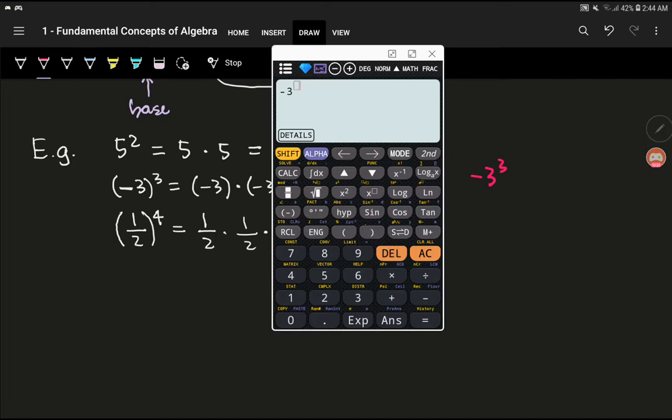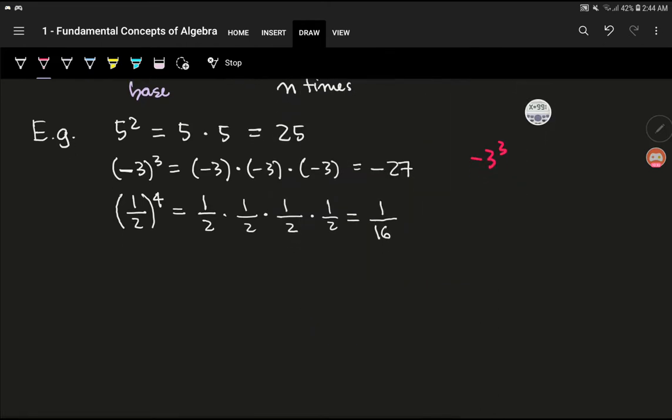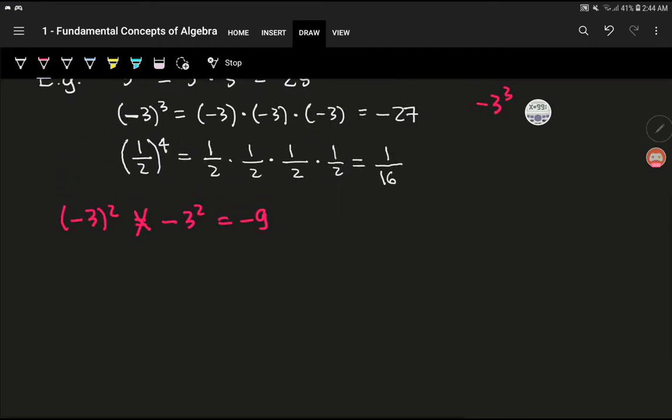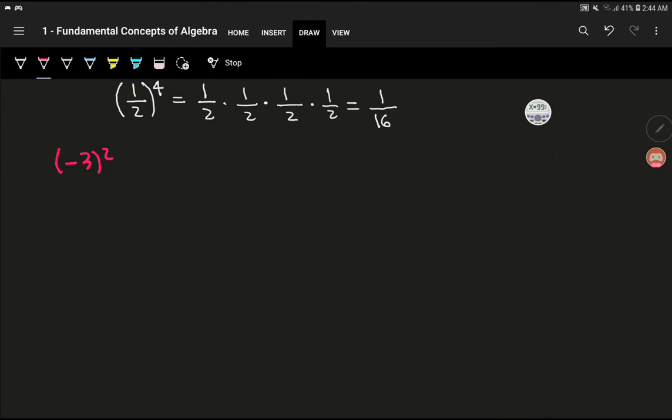Because when you have an even index, for example negative 3 squared, if you write it like this, what you get is 9 and this is very wrong. Supposedly, going back to this definition, negative 3 squared means negative 3 multiplied with negative 3. When two negative numbers are multiplied, the negative cancels the other negative.